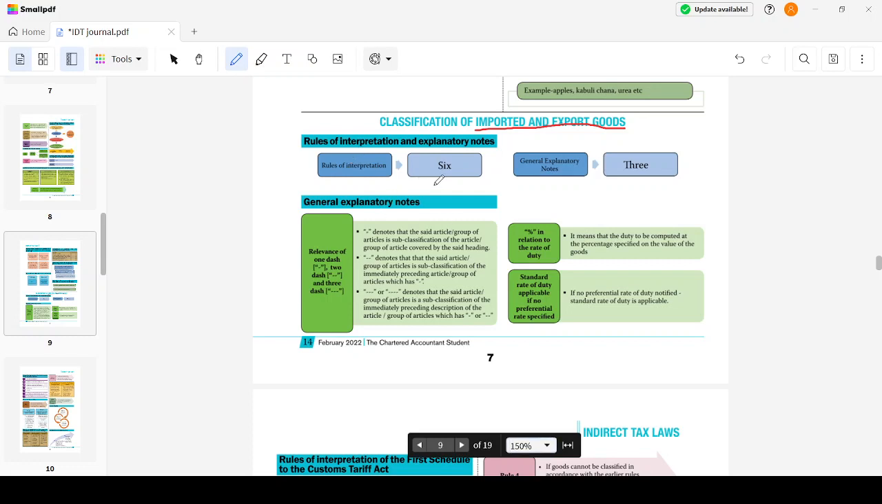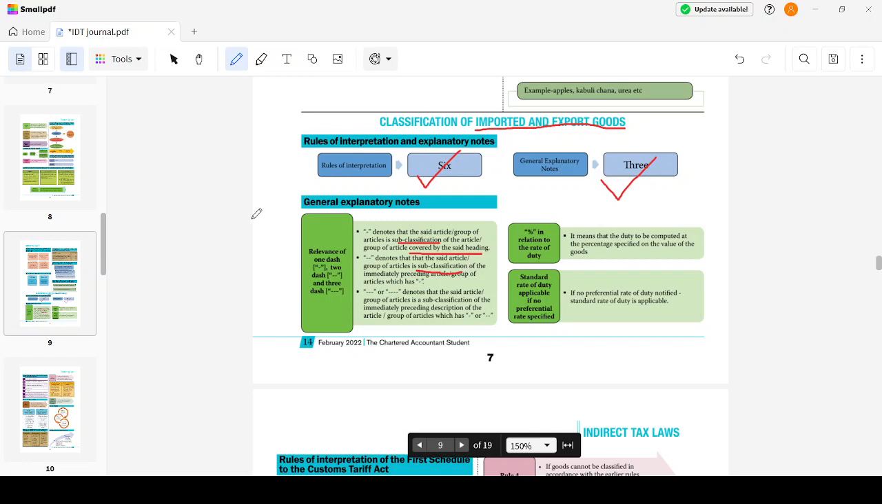Right. General explanatory notes. There are six rules of interpretation and three general explanatory notes which are covered in this particular chapter. First, general explanatory note: relevance of 1 dash, 2 dash, 3 dash. 1 dash denotes a set, article, or group of articles as a subclassification of the article or group of articles covered by the said heading. 2 dash refers to a subclassification of the group of the article which has 1 dash.